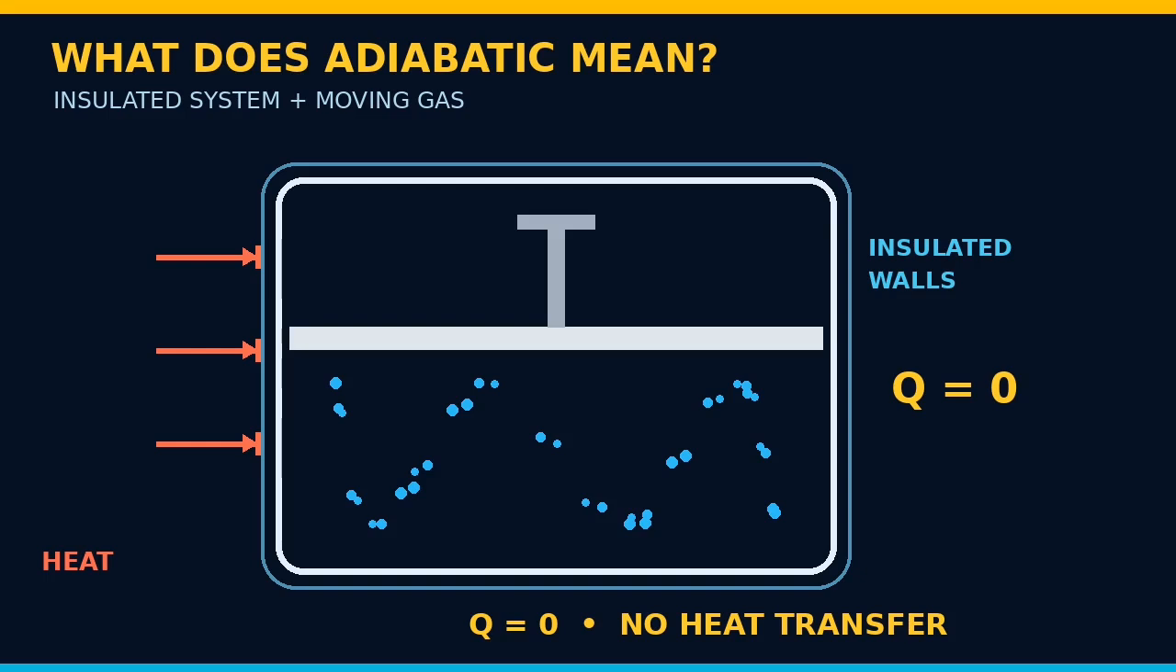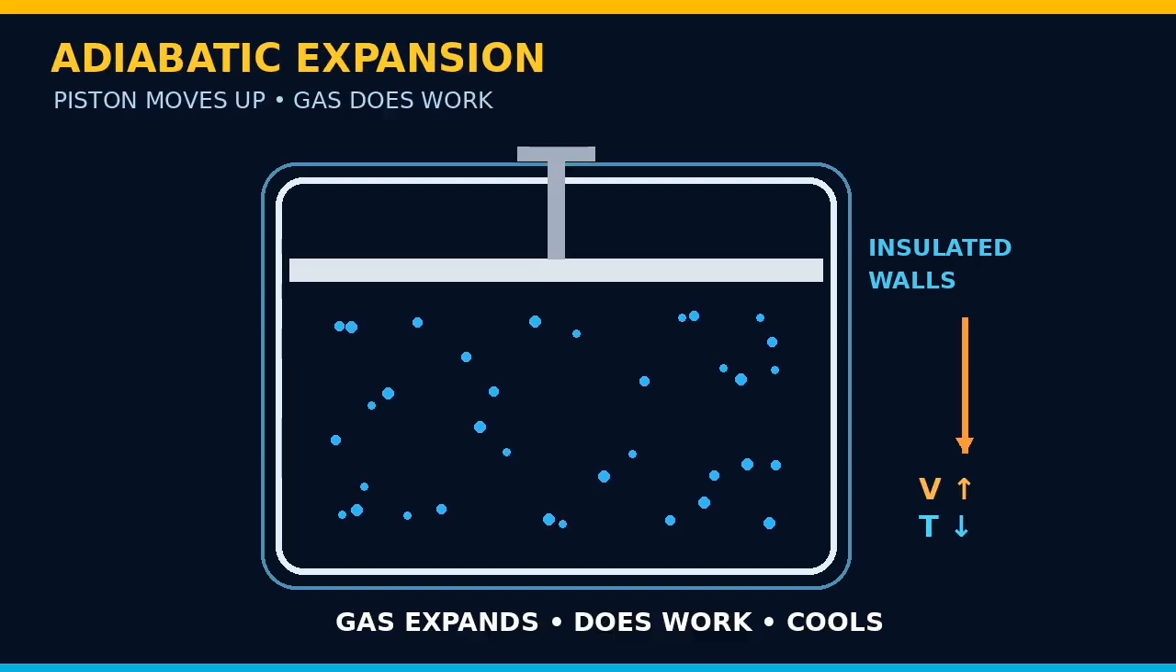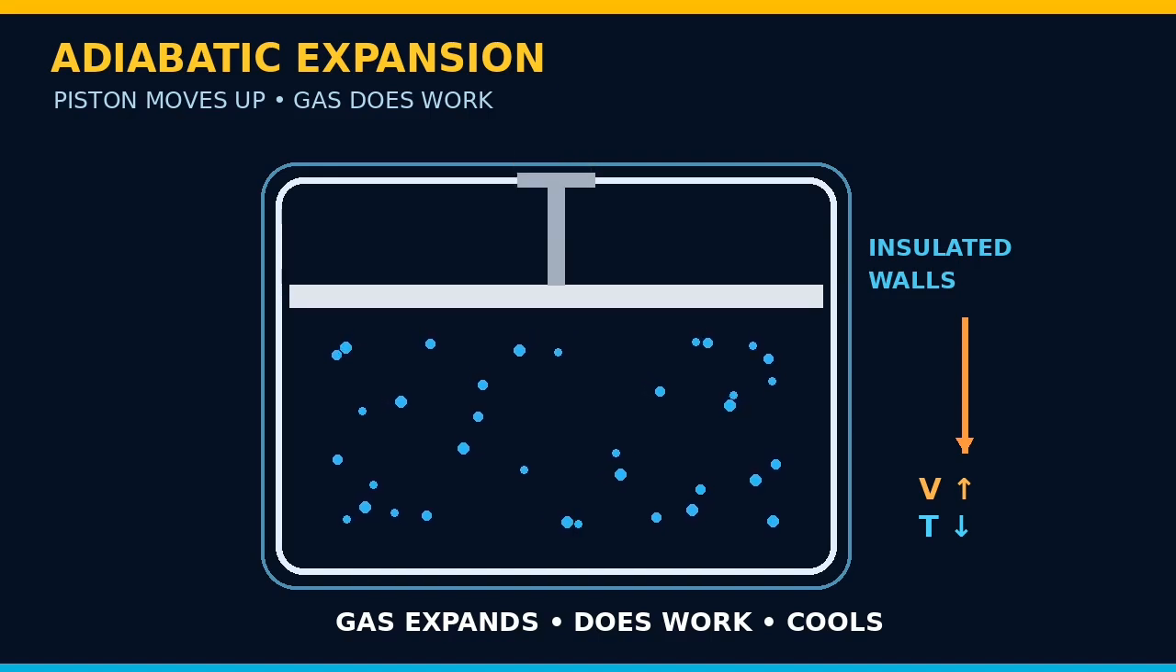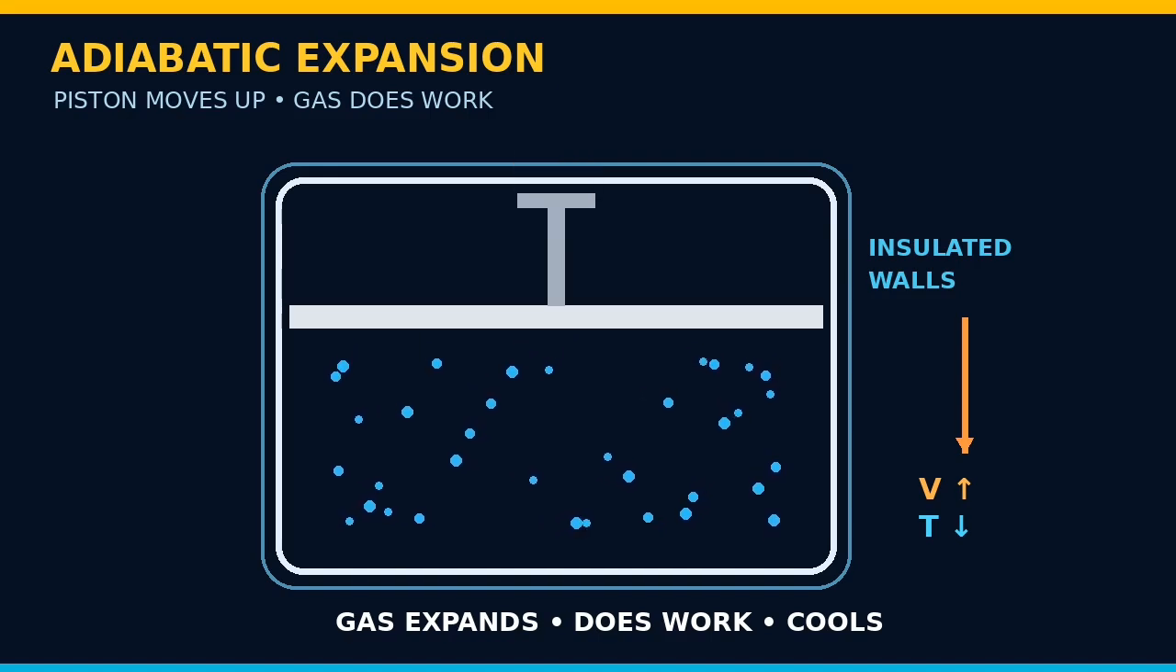Therefore, the heat transfer Q is equal to 0. This can happen when a system is well insulated or when the process occurs very quickly. Here we can see gas inside an insulated piston cylinder arrangement. The insulation prevents heat from entering and leaving the system. When the piston moves, the gas can expand or compress and its energy changes because of work.